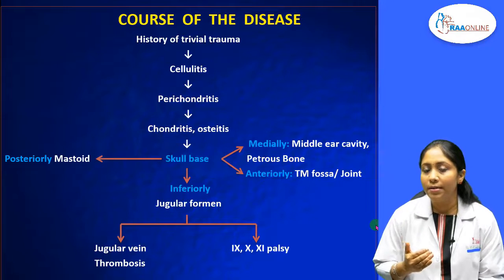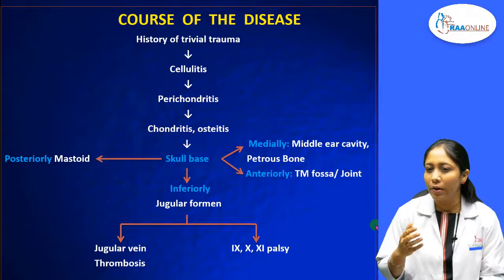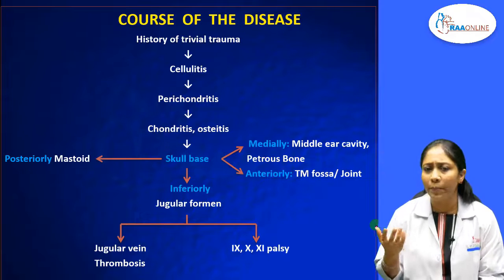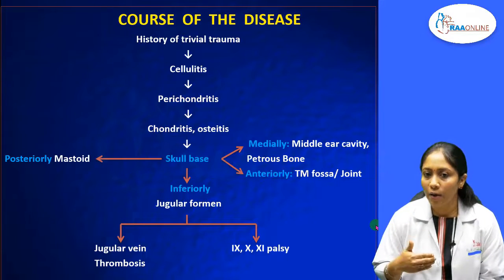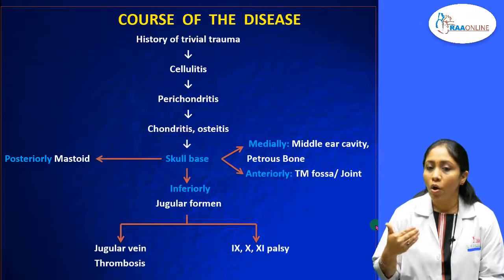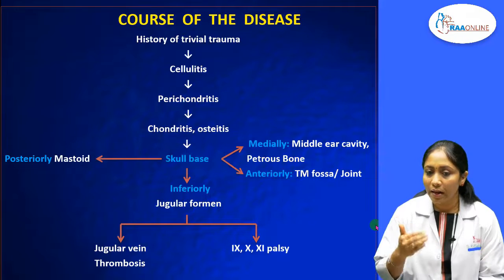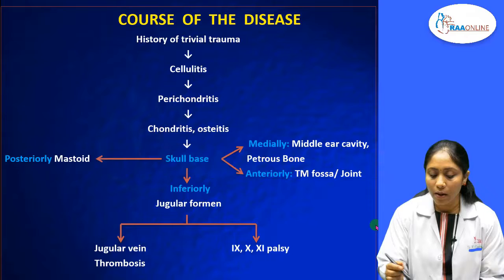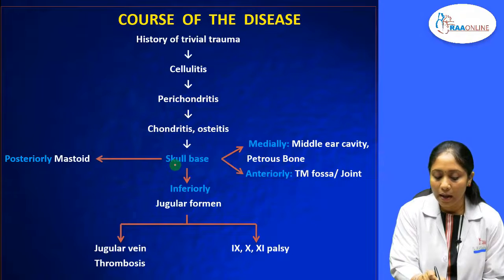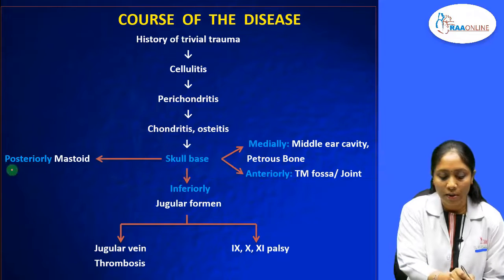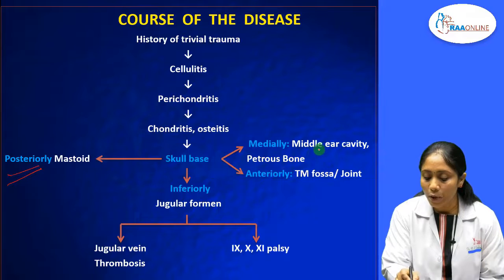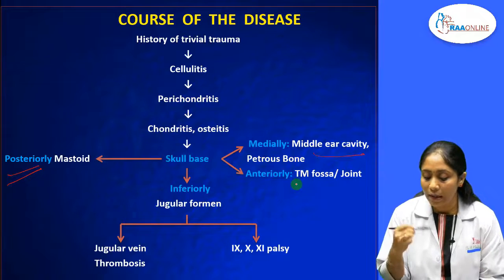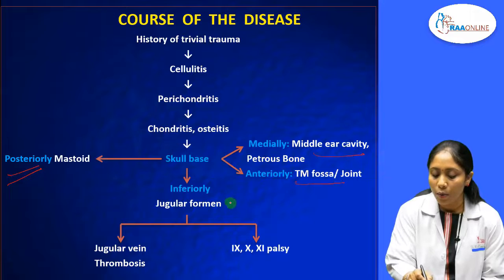The course of the disease typically starts with a history of a trivial trauma. It can be as simple as just ear picking or some blunt trauma to the external canal, but that can lead on to cellulitis, leading on to perichondritis, chondritis leading to osteitis, and when that touches the skull base, that is when the problem starts, because this area is extremely close to all the important structures. Posteriorly you have a tendency for it to get into the mastoid, medially you have the middle ear cavity, anteriorly you have the TM joint and the TM fossa, inferiorly you have the jugular foramen.